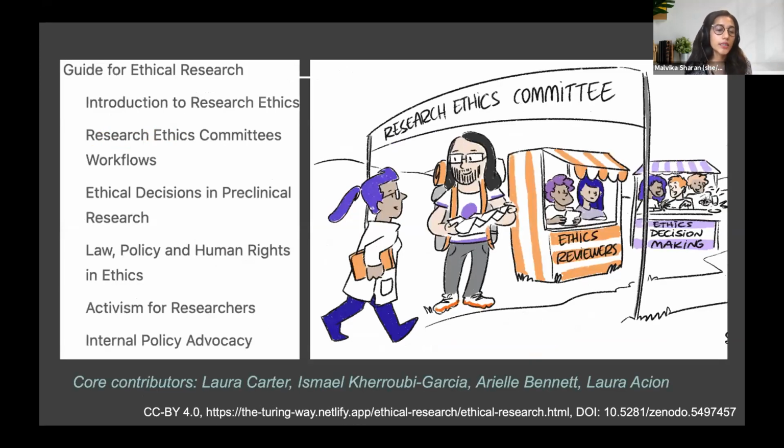So far, for the guide for ethical research, we have chapters introducing the main concepts, case studies on working with the Institutional Ethics Board, and ethics in preclinical research. But we don't see ethics as a static or one-off part of the research process. Ethical research includes recognizing where your data comes from and the impact of collecting and using it in your work. Therefore, we explore relationships between ethics, law, policy, and human rights, and discuss activism and internal policy advocacy as well. I would like to acknowledge Laura Carter, Ismael Carerbi Garcia, Ariel Bennett, and Laura Asion, who are the core contributors of this guide and have mentored many new contributors in developing and reviewing resources.